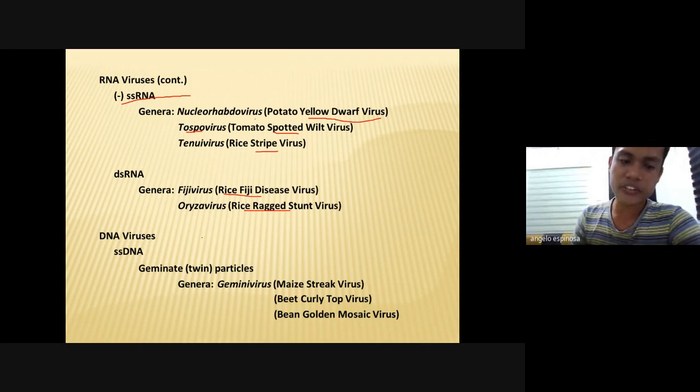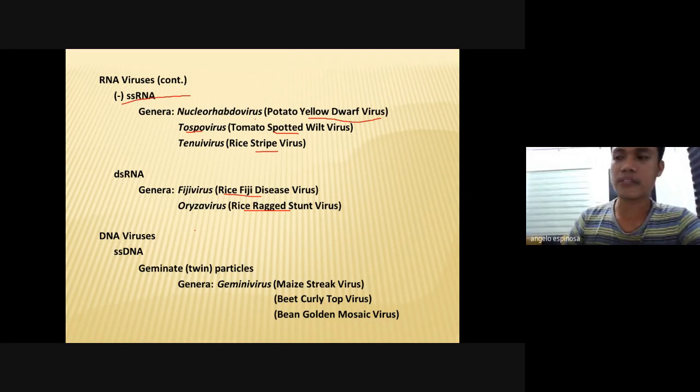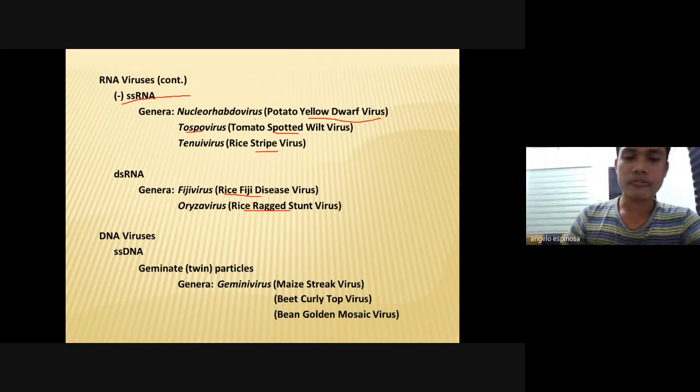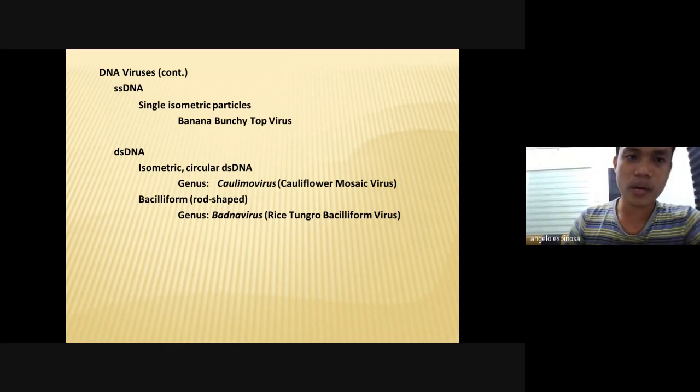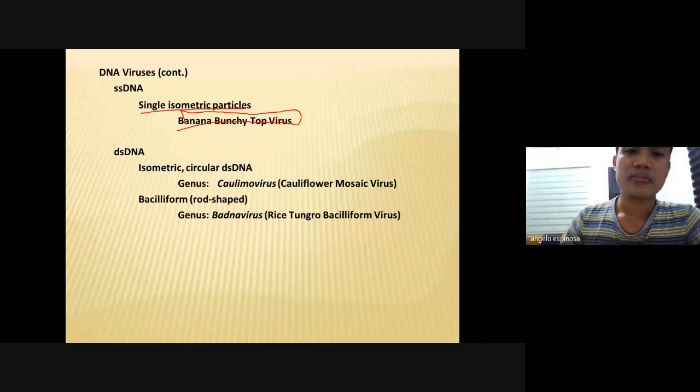And another one, that is for RNA, ribonucleic acid, a virus infected the RNA. Now, we have this severe one, which is the DNA, it is the virus infected the DNA, the deoxyribonucleic acid. So, we have the geminate twin particles, we have the Geminivirus, or a virus that is known as Maize streak virus, curly top virus, and bean golden mosaic virus. Okay? Another one, we have single isometric particles in the banana bunchy top virus. Ayun. Kaya nga, yung mga bunchy top virus, mahirap din silang iagapan.